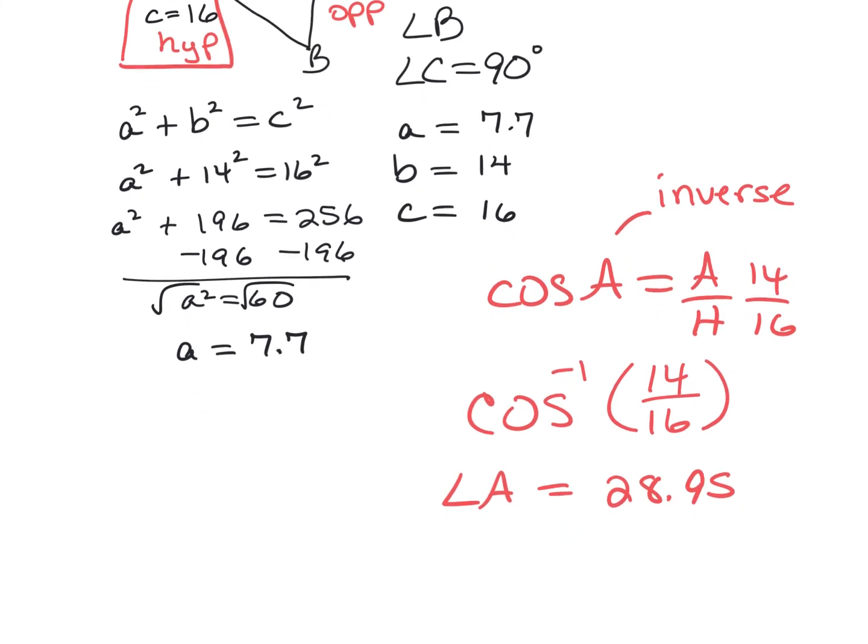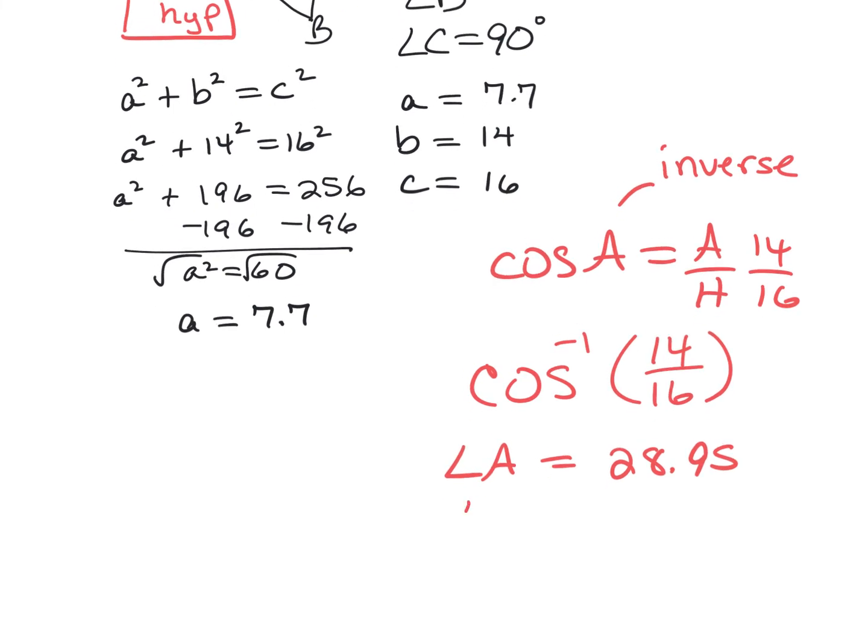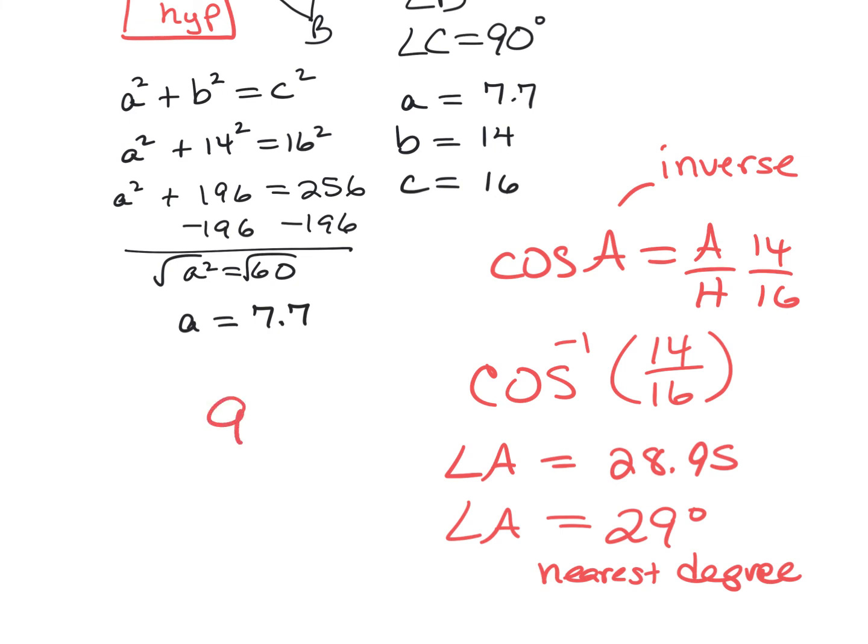Once you do this, you should be getting angle A is equal to 28.955, and it's going to keep going. I'm going to round to the nearest degree. So I'm going to say angle A equals 29 degrees. So this is nearest degree. If it said nearest to the 10th place, it would still be the same answer. Now, to find the other acute angle, I can either do another trig ratio, or the faster way would be to take the answer I just got, subtract it from 90, and then angle B equals 61.